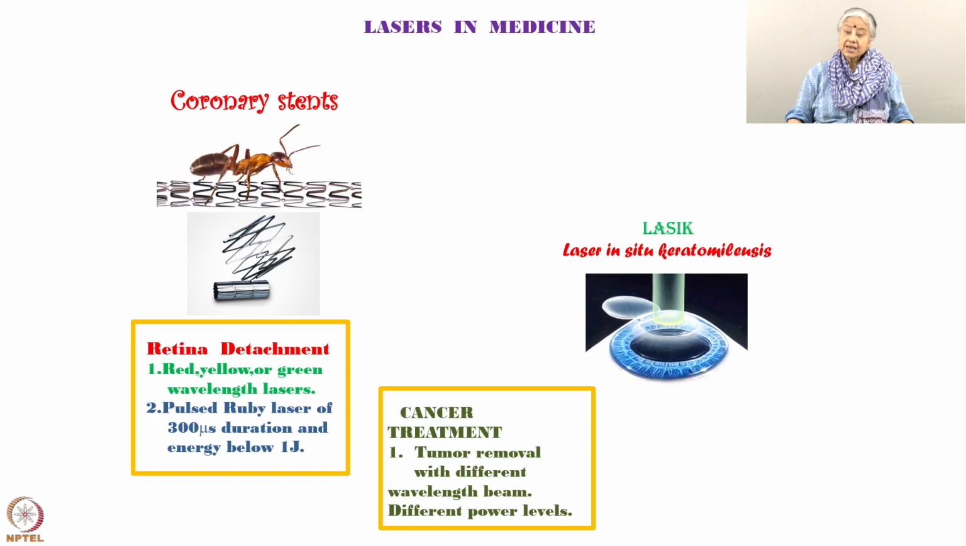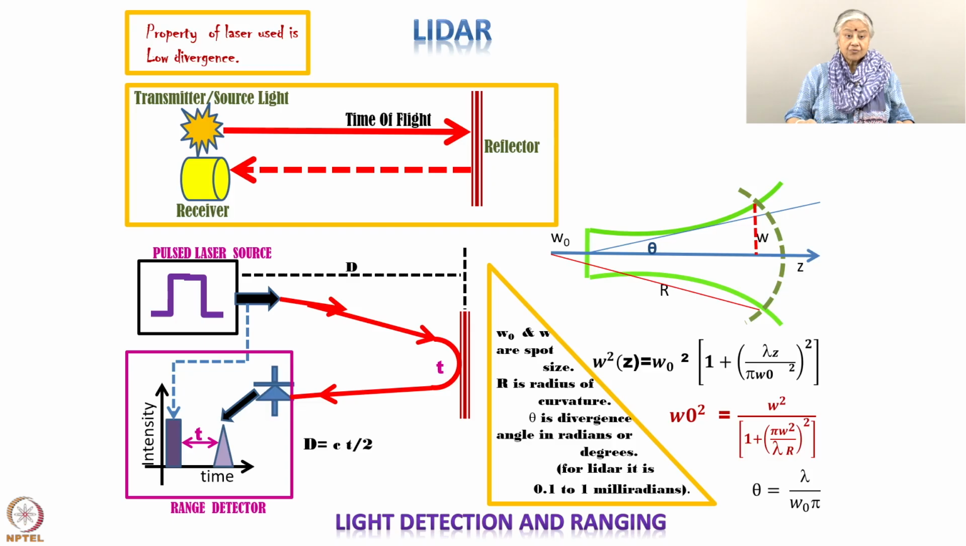Okay. So, next I go on to another subject, in the sense of uses of lasers itself, but here we will be using the property of lasers, that is low divergence. So, I will be using this property. Property of the laser used is a very low divergence. You already know that with lasers, you get an output which is a pencil thin line. Okay. And what is that technique? The technique is called LIDAR.